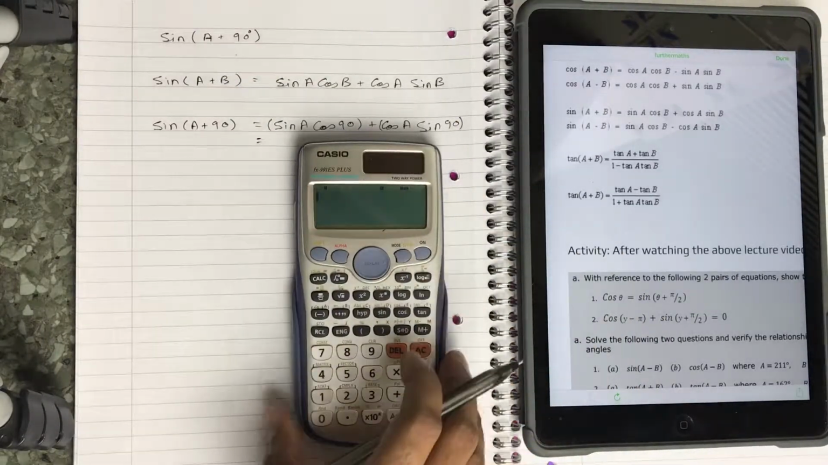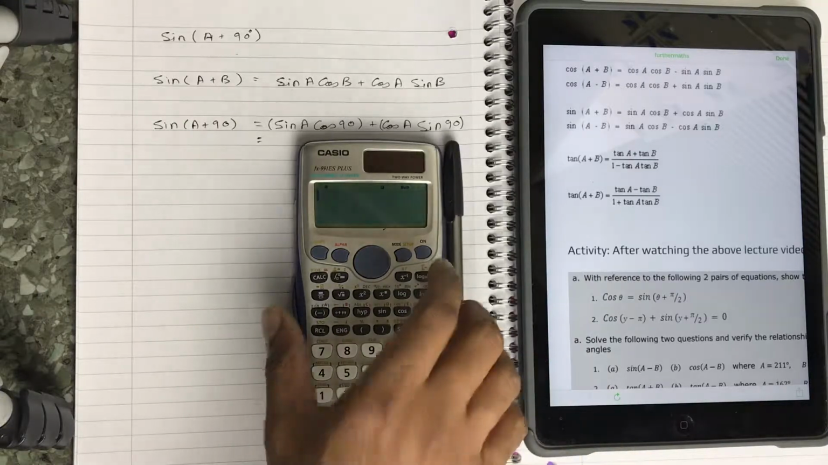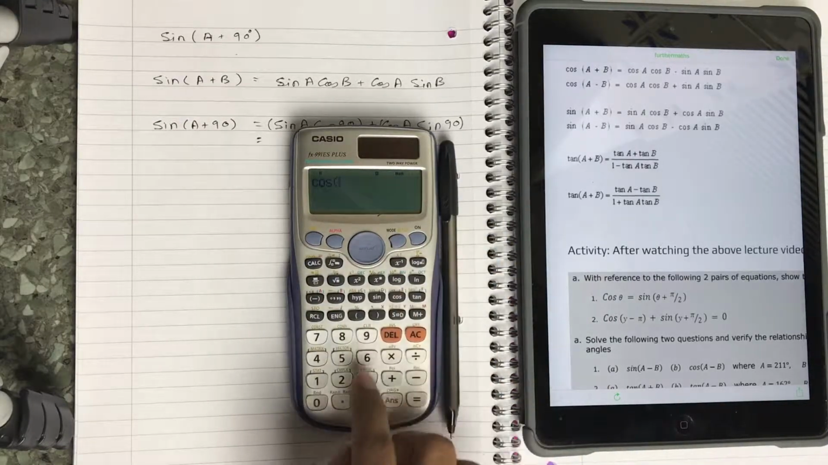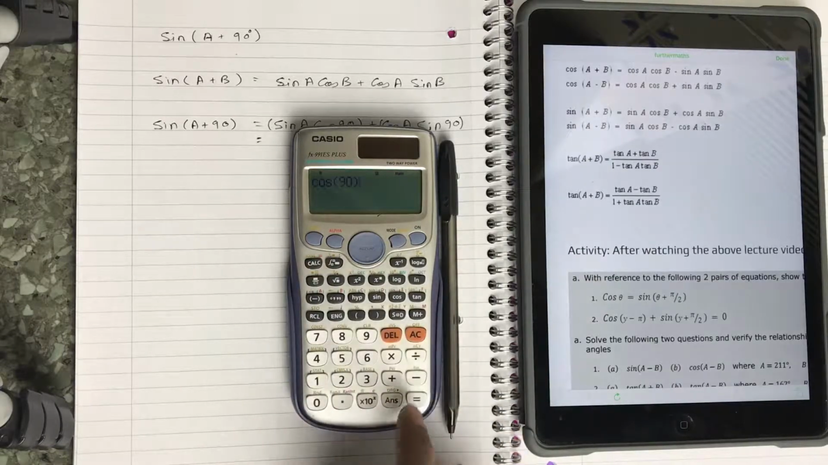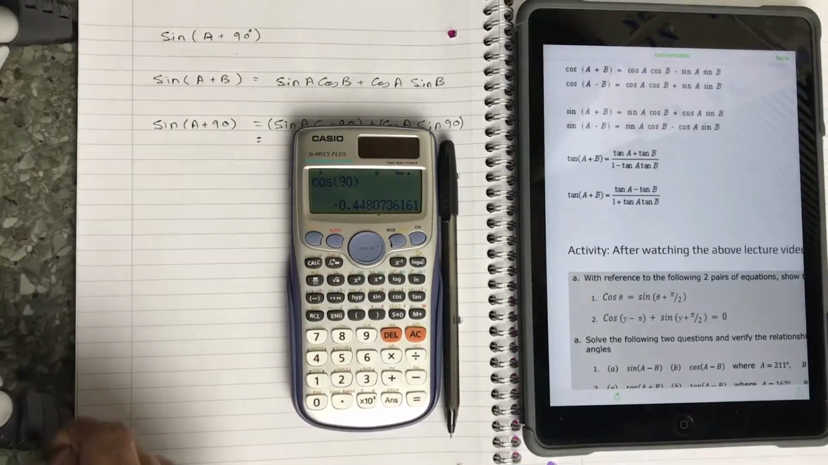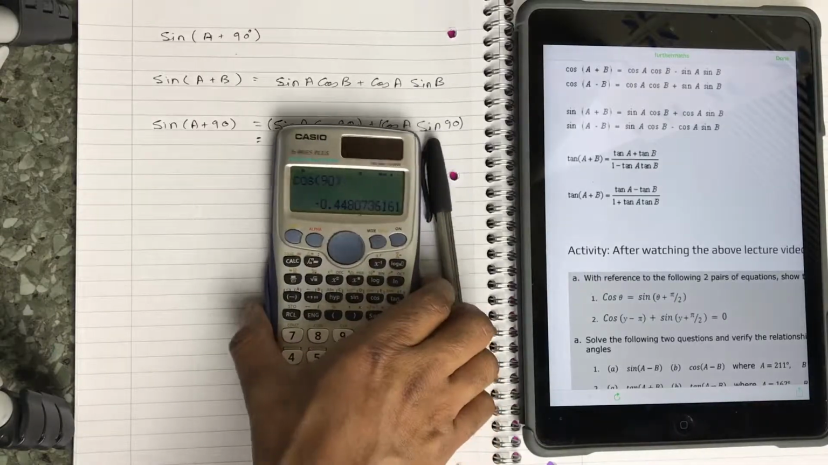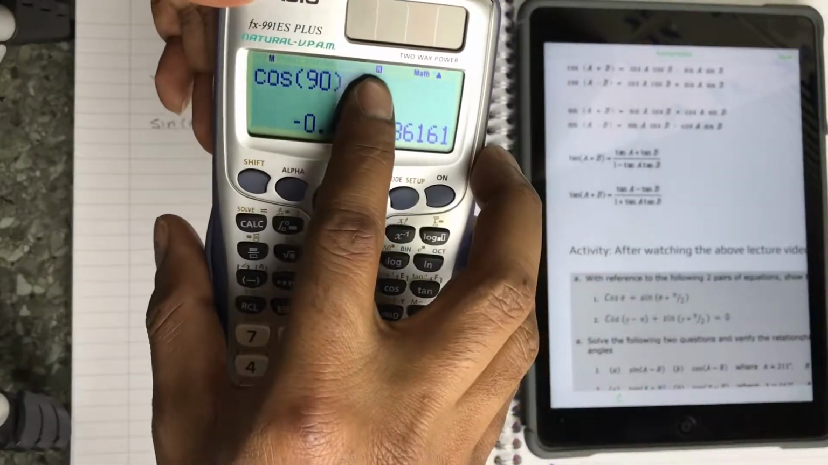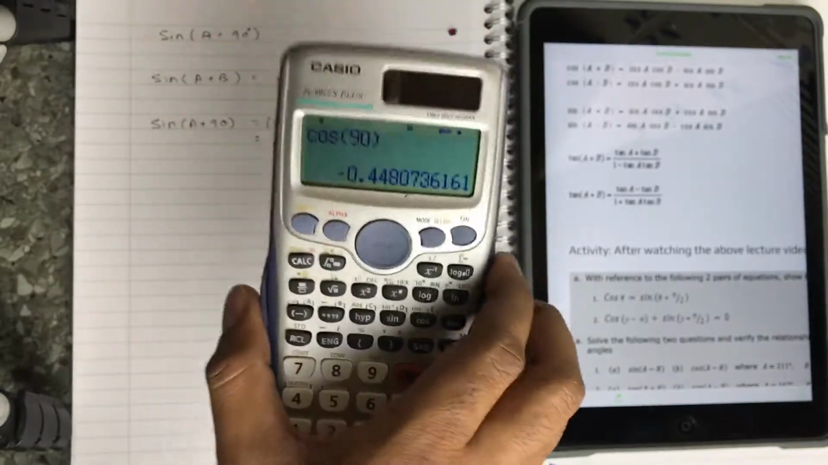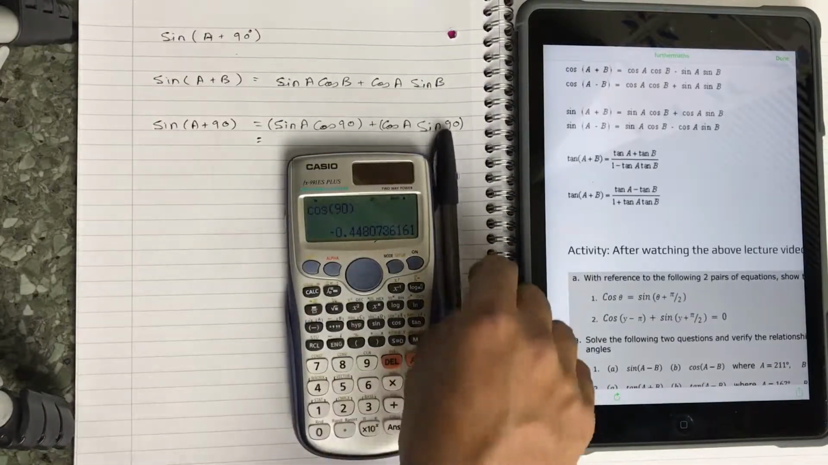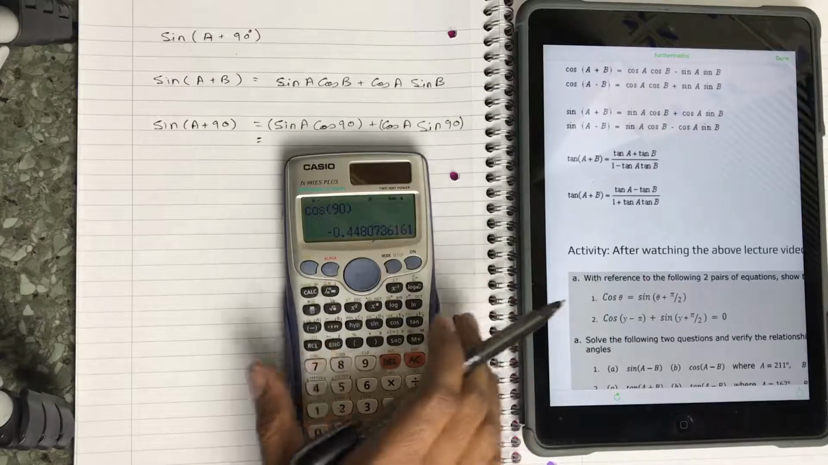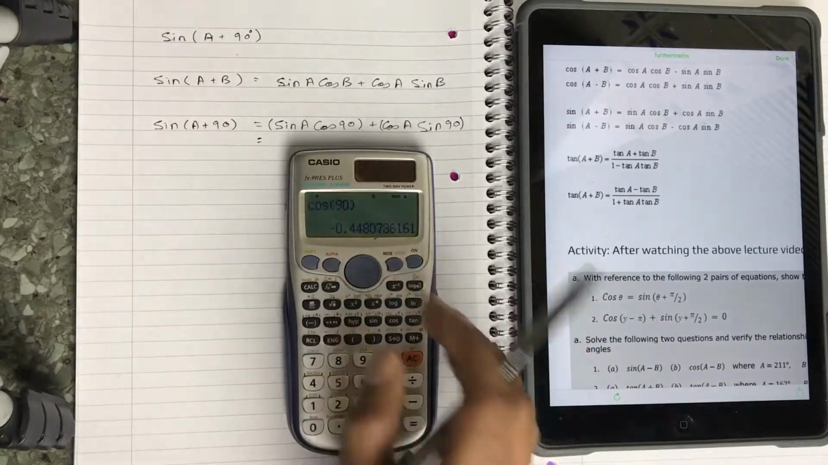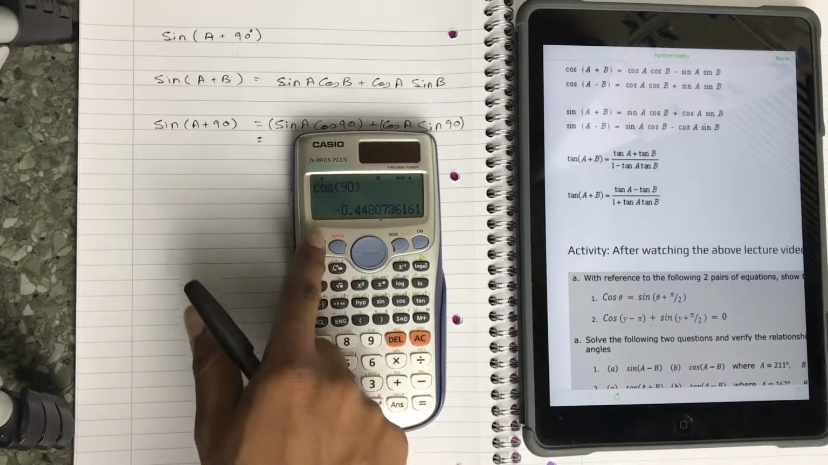Now I'm going to calculate cos of 90. Cos 90 is going to give me a random number. That's because my calculator is in the radian mode. So I must make sure that whenever I solve problems like these, if it is in degrees, my calculator should be in the correct mode. So I'm going to show you how to change it.